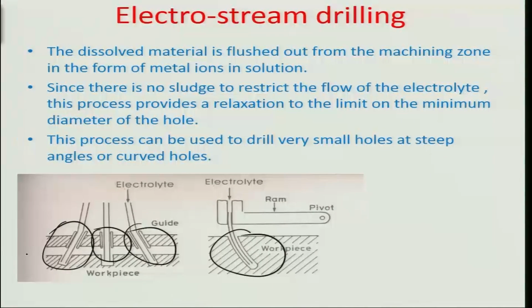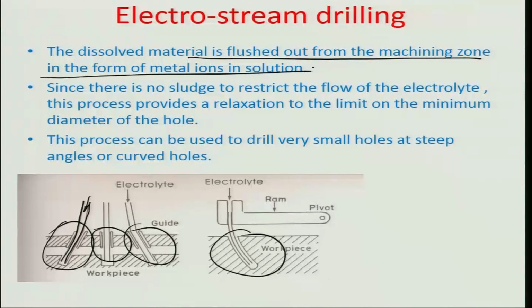Okay, so you have a sort of a guide which is non-conducting, and it is not an electrode really in this case, but the stream which is being thrown out of negatively charged acid is the one which creates the electrochemical dissolution. The dissolved material is flushed out from the machining zone in the form of metal ions in solution. There is no sludge to restrict the flow of the electrolyte.